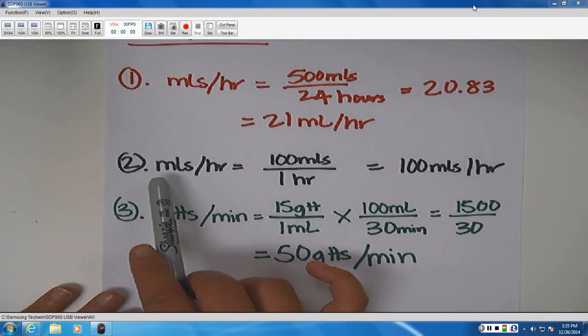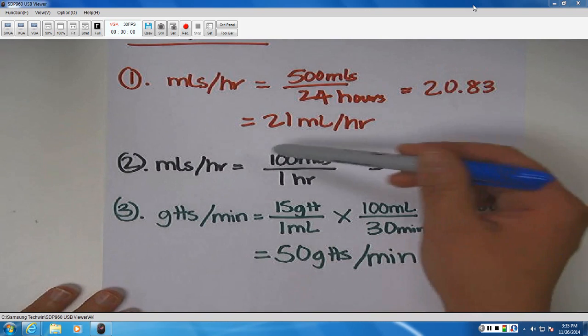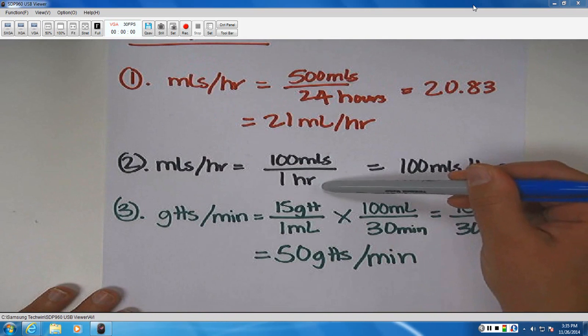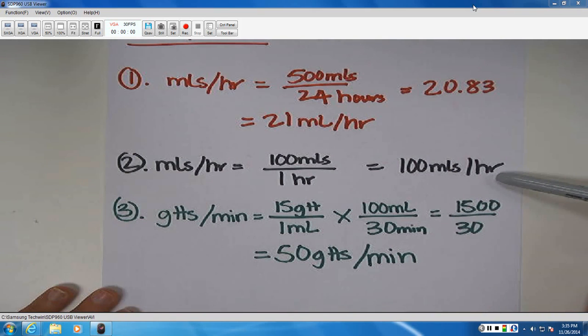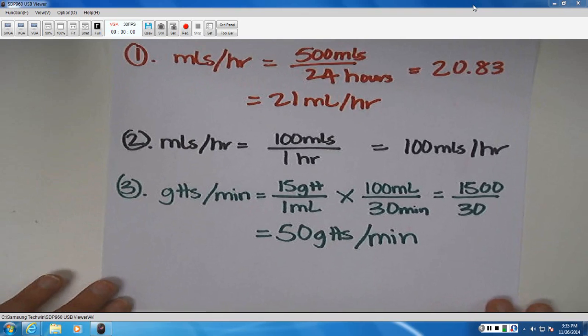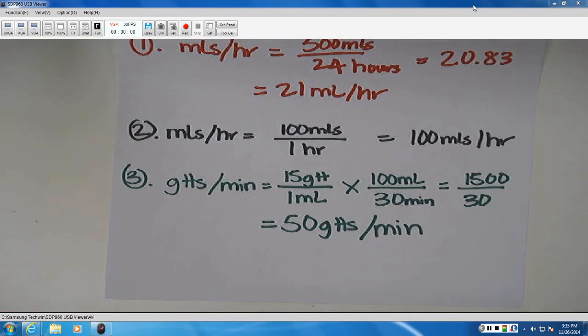So that's how I set up my equation. I'm wanting to solve for mLs per hour. Well, I have 100 milliliters, and I want to infuse it in 1 hour. So very simply, I'm going to set my pump at 100 mLs per hour. Don't make them any harder than they have to be. Number 3. Now there I'm solving for drops per minute.